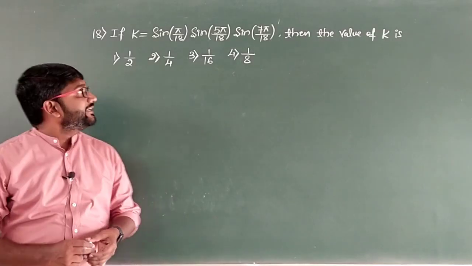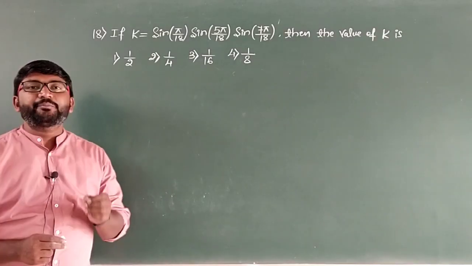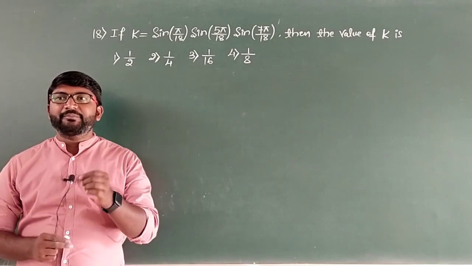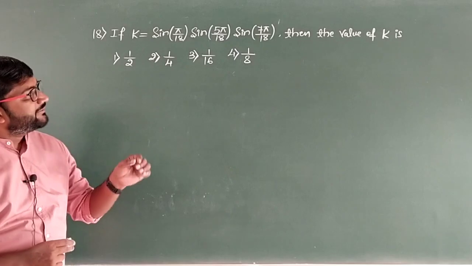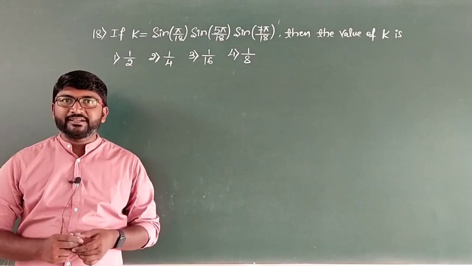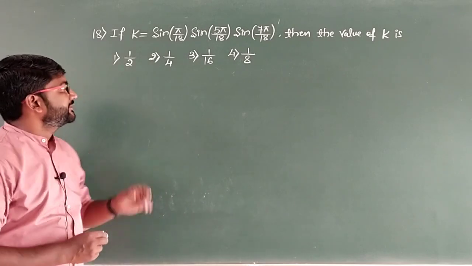Well, question number 18: if k equals sin pi by 18 into sin 5 pi by 18 into sin 7 pi divided by 18, then the value of k is 1 by 2, 1 by 4, 1 by 16 and 1 by 8. So let us simplify this now.